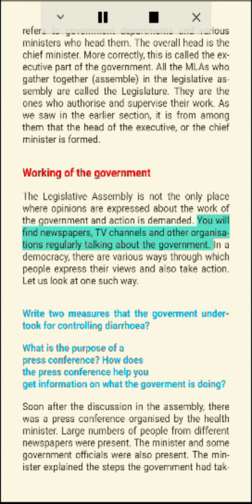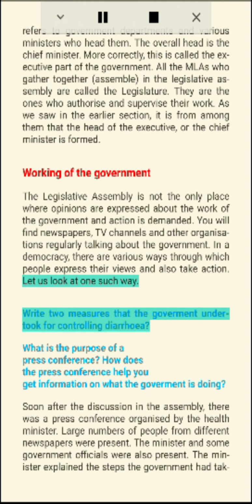Working of the government. The Legislative Assembly is not the only place where opinions are expressed about the work of the government and action is demanded. You will find newspapers, TV channels and other organizations regularly talking about the government. In a democracy, there are various ways through which people express their views and also take action. Let us look at one such way.